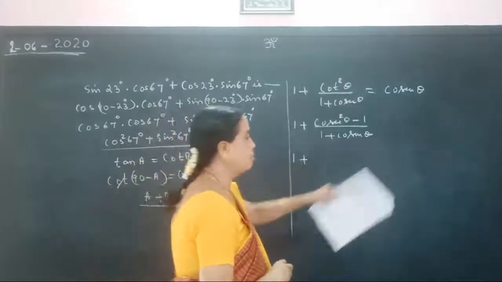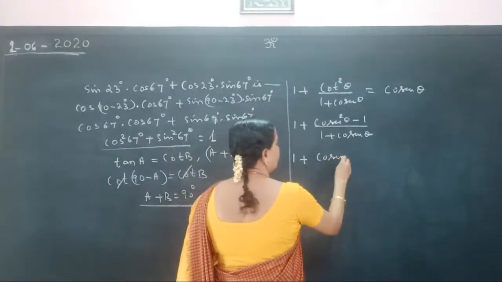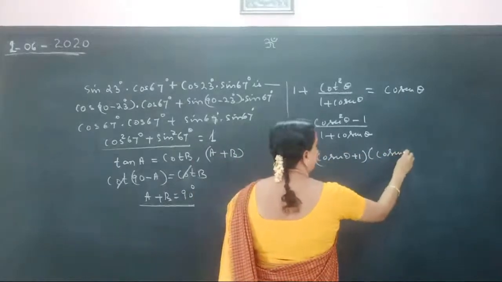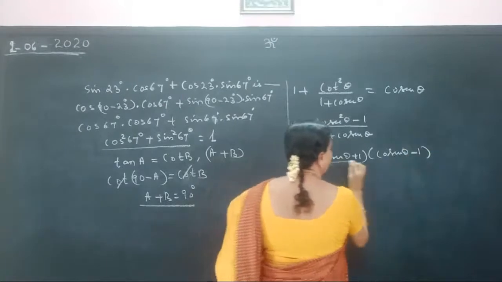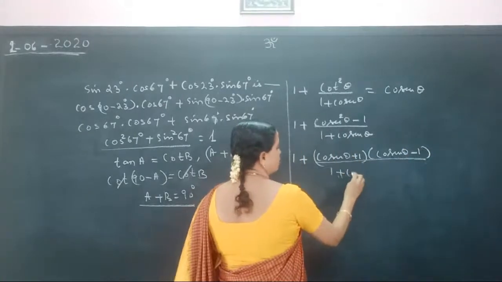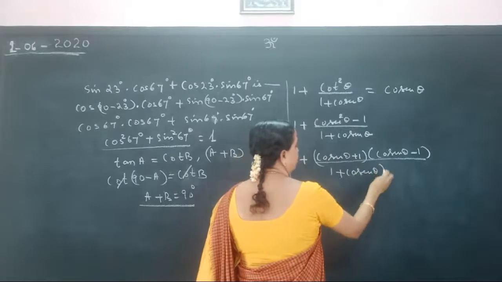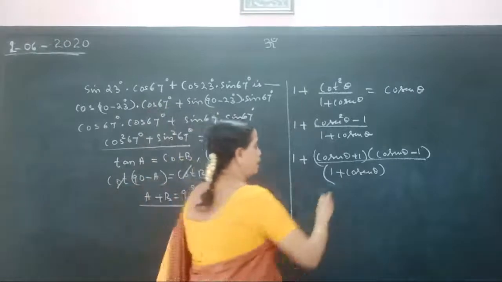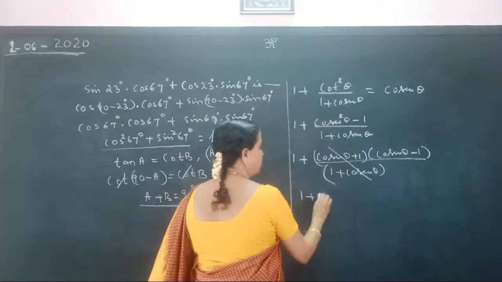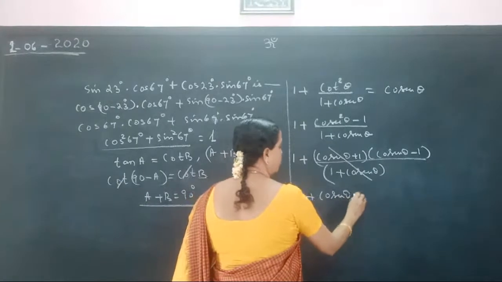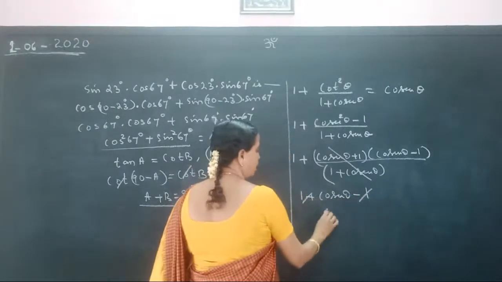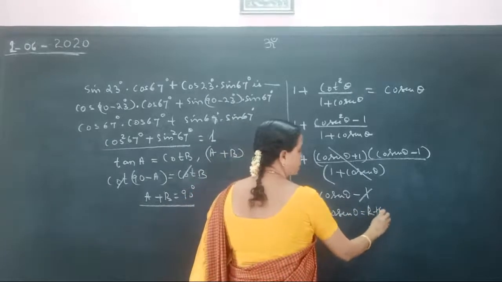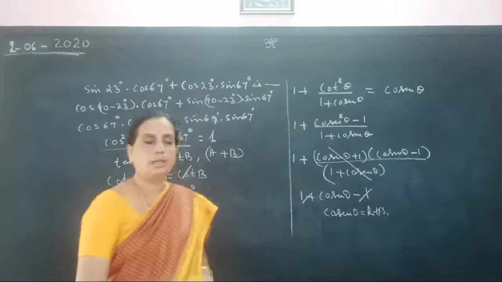A square minus b square gives cosecant theta plus 1 into cosecant theta minus 1, divided by 1 plus cosecant theta. 1 plus cosecant theta and cosecant theta plus 1 are the same. We can cancel this. What is left? Cosecant theta minus 1 plus 1. Further cancelling, you will get cosecant theta. This is equal to its RHS. Go to the answer.